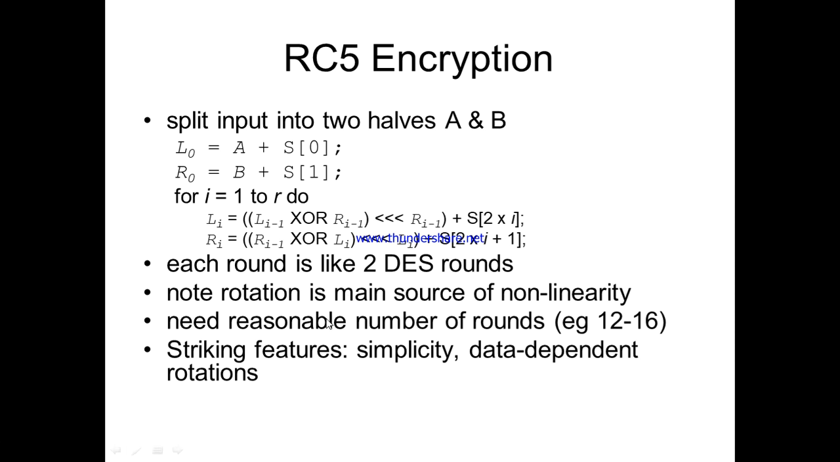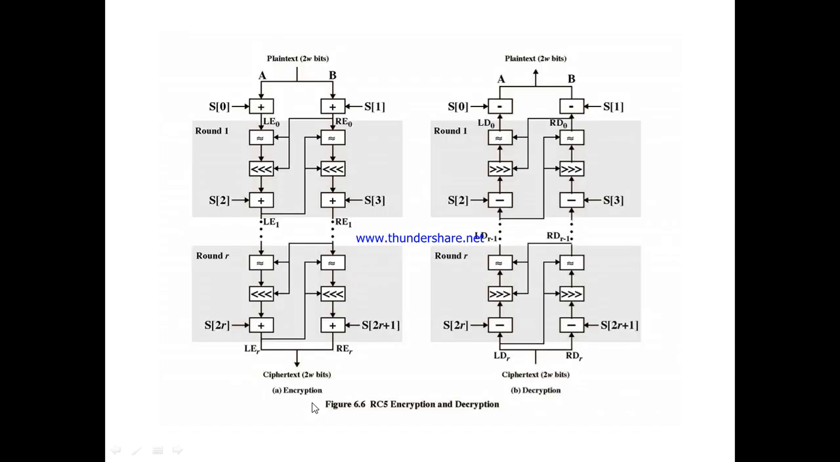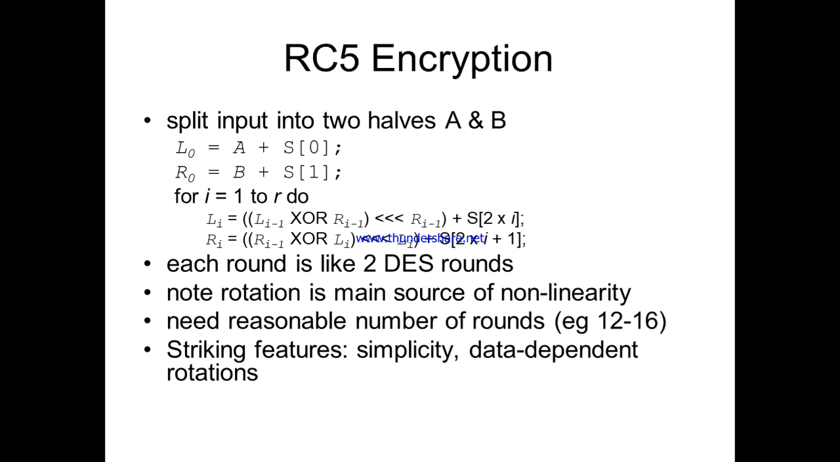As already discussed, a reasonable number of rounds is 12 to 16, you can use anything. So it is simple and has data dependent rotations, so you can have this RC5 encryption and decryption process. It is very simple. Okay, right?